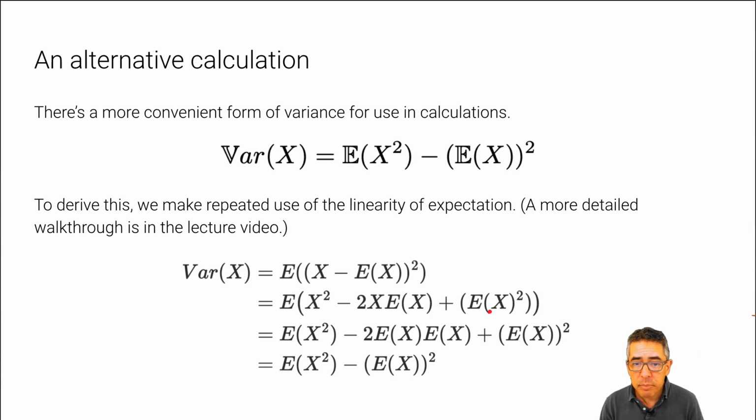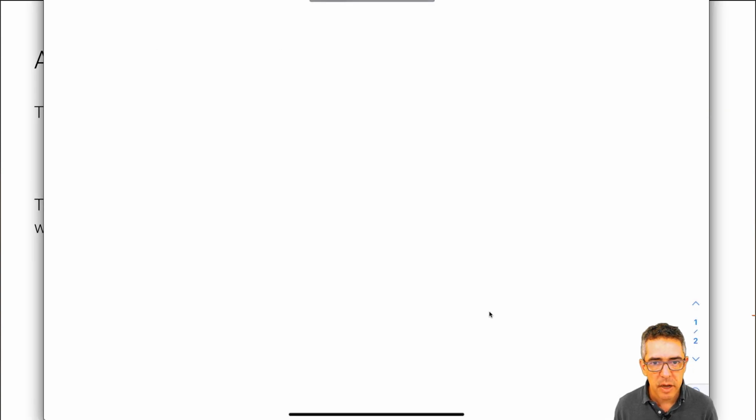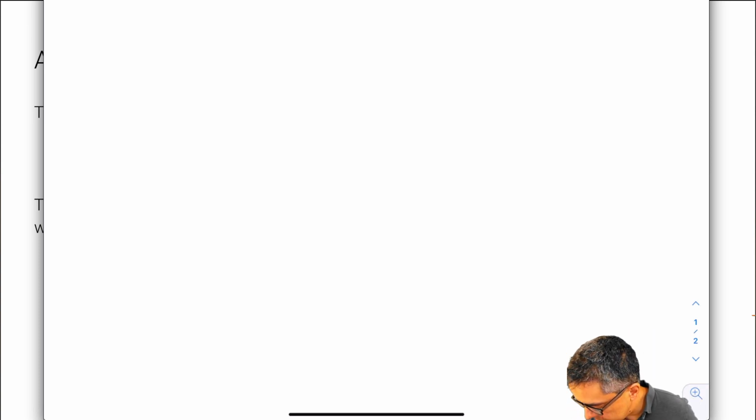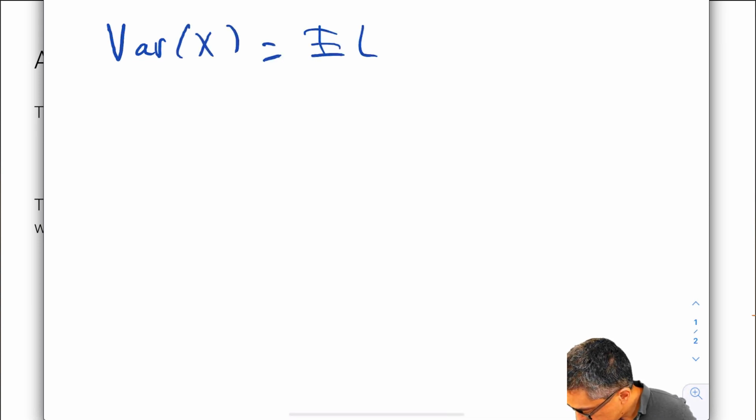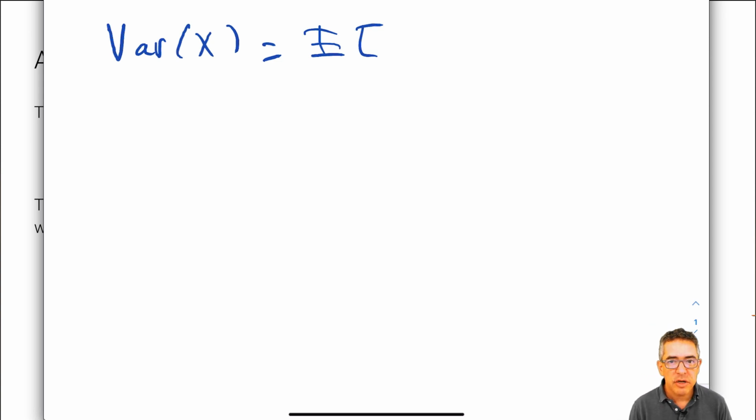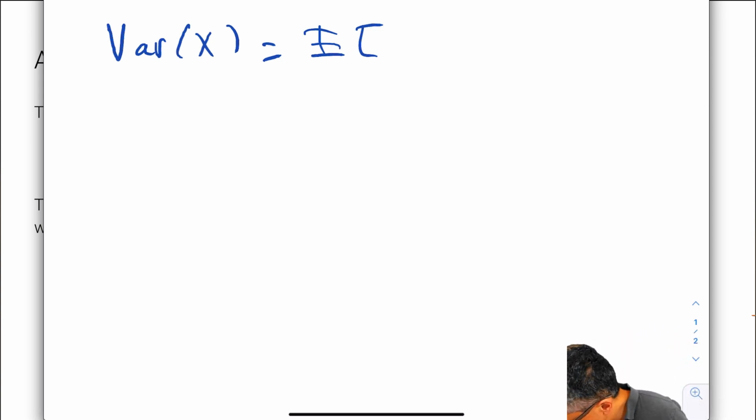Now, in computations, there's a different way of writing the variance that comes in very handy, and we're going to derive this little formula right here for just a moment. You have the derivation in front of you in the slides, but it's always nice to see these things kind of done by hand.